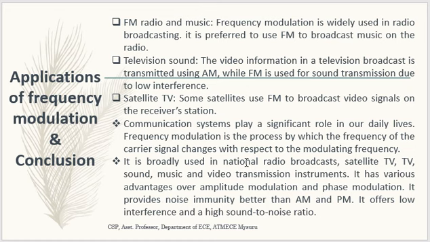What we learn: communication systems play a very significant role in our daily lives, and frequency modulation is a process by which the frequency of the carrier signal changes with respect to the modulating frequency. It is broadly used in national radio broadcast, satellite TV, sounds, music, and video transmission instruments. It has various advantages over amplitude modulation and phase modulation also, and it provides noise immunity better than AM and PM. Compared to those, it offers low interference and a high signal to noise ratio.